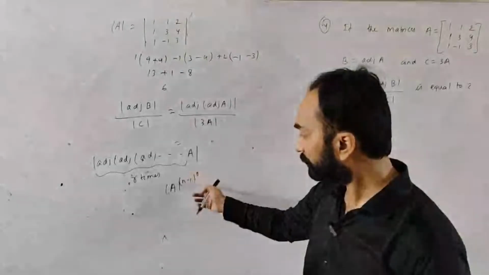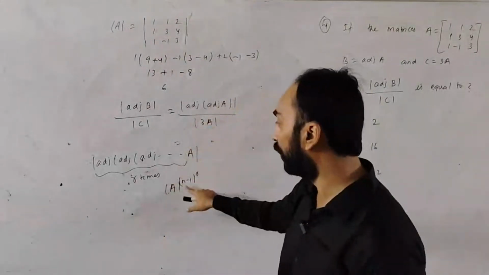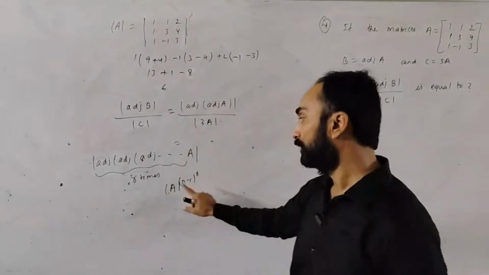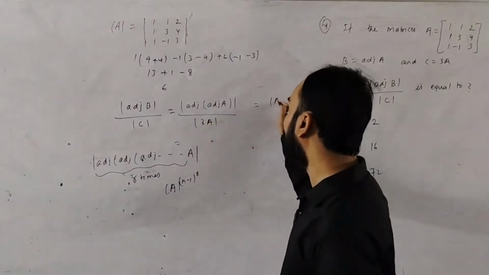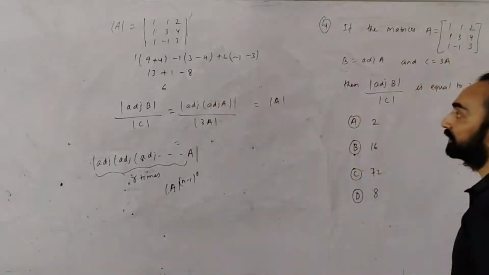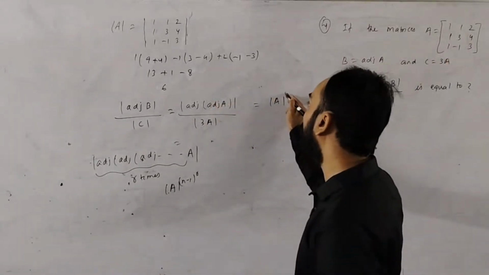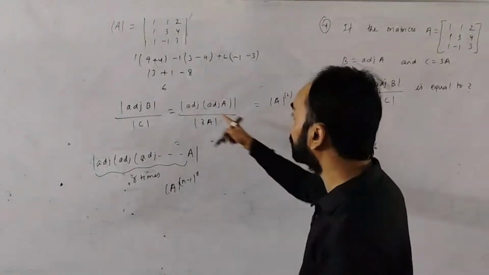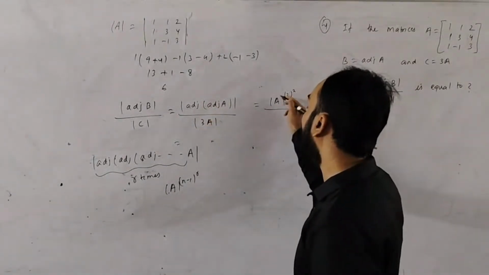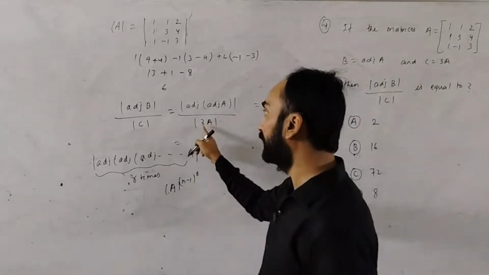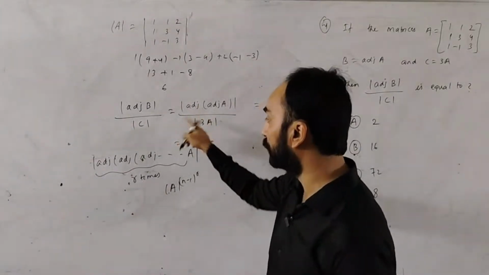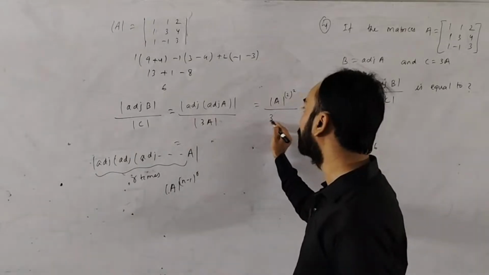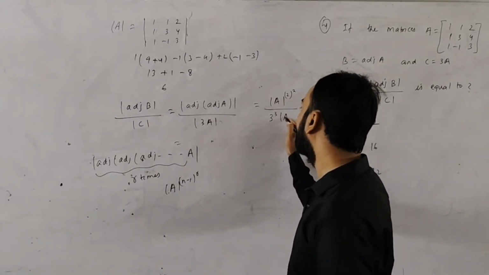So what is n? Basically n is the order, whether it is 3 cross 3 or 2 cross 2, and R is how many times adjoint is repeated. So by applying this property I can write it as det of A. Here we know A is 3 cross 3, so 3 minus 1 is 2, and R is 2 times. One more property: det of kA will become k to the power n times det of A, so this will become 3 to the power 3 times det of A.